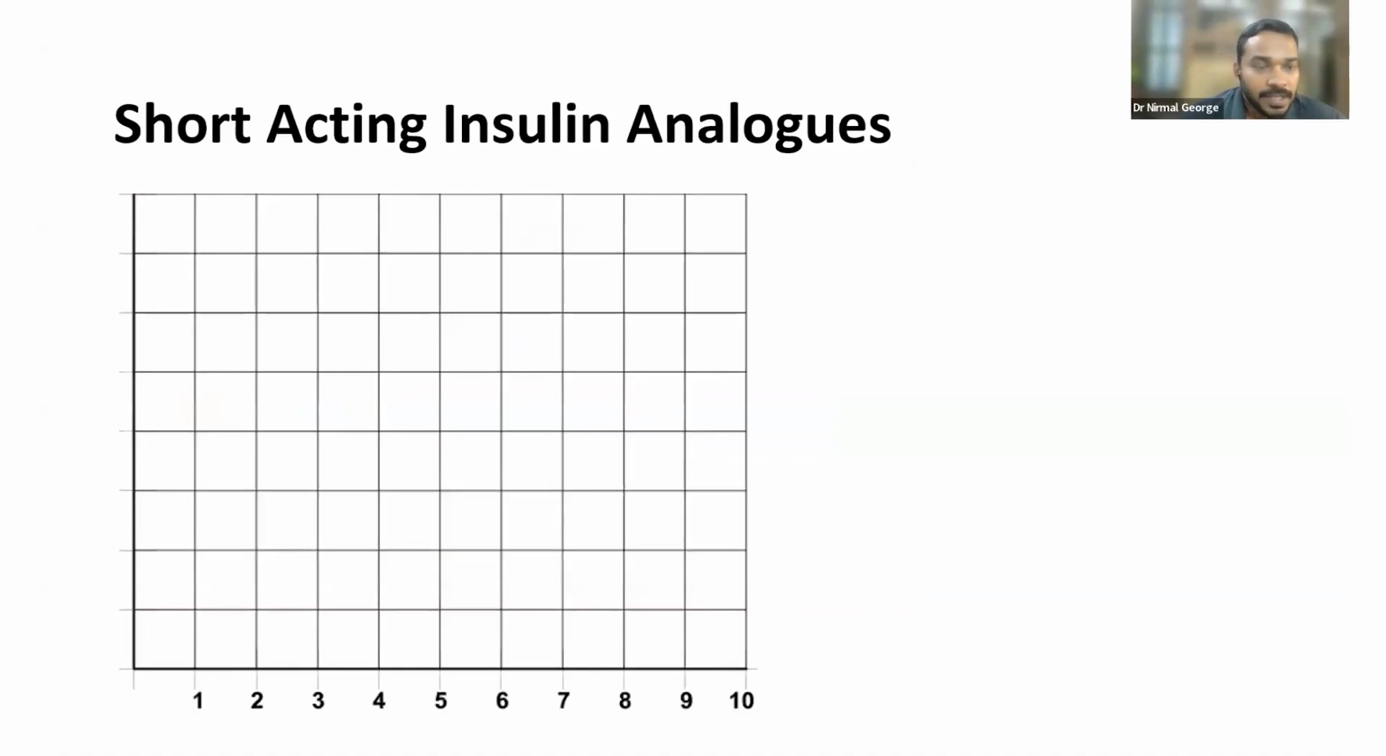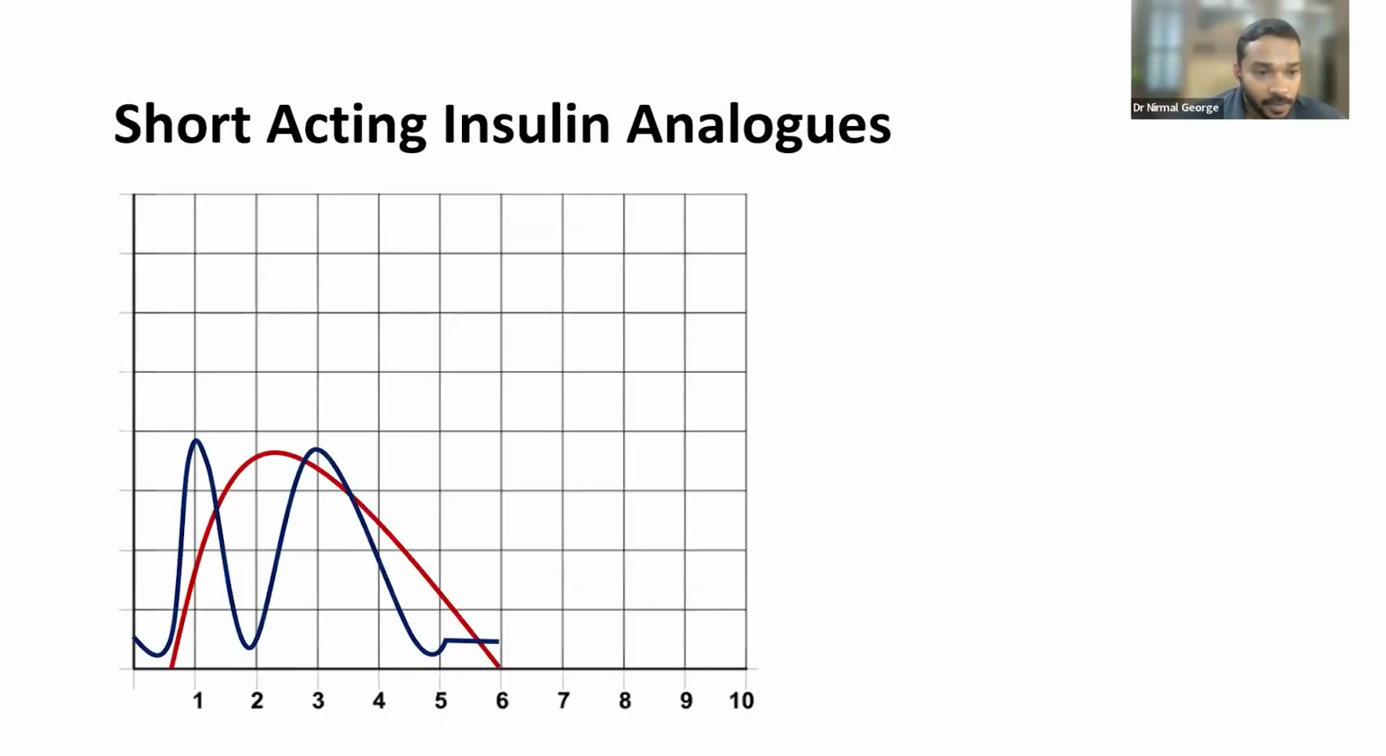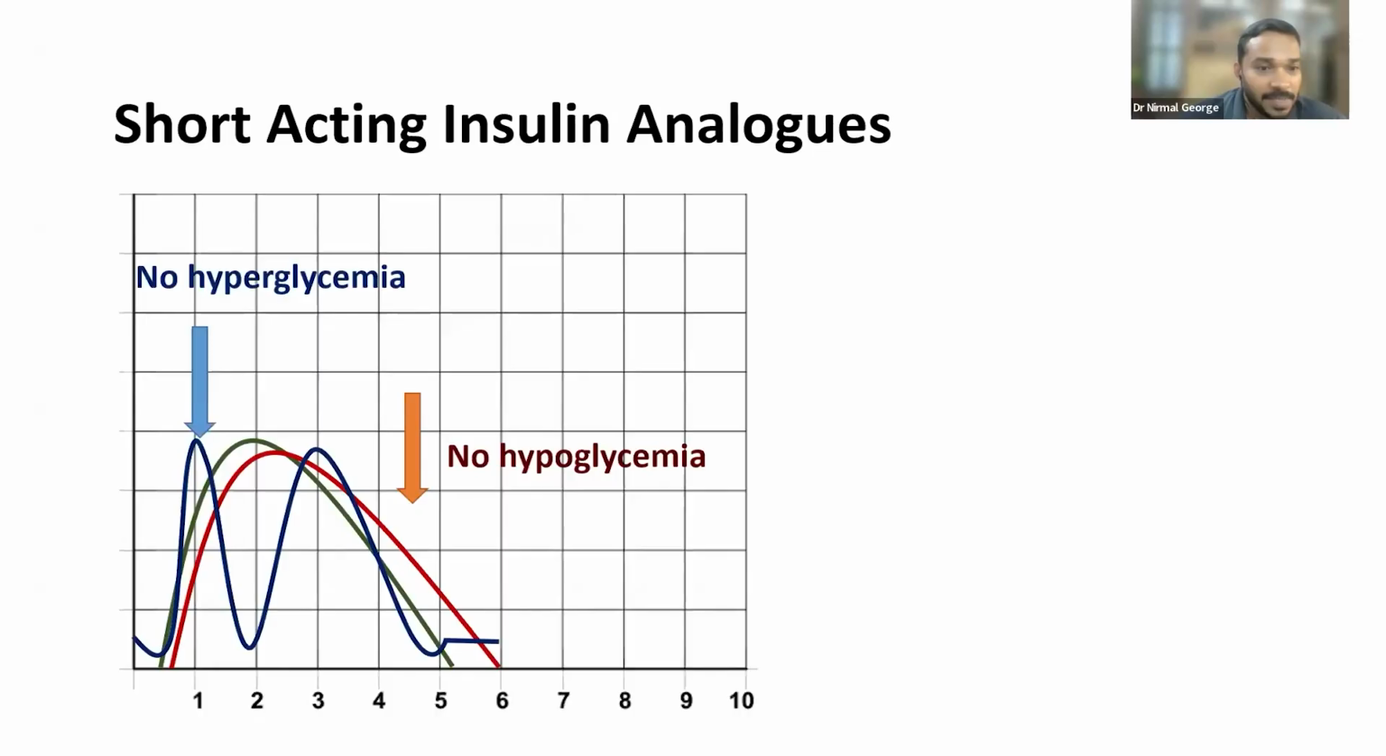So when you look at the plasma concentration after a meal, this would be the physiological insulin secretion. This would be the secretion. This would be the administration of regular insulin, and this would be the administration of a short-acting insulin analog. You can see that this almost resembles the physiological insulin secretion. So there is no early postprandial hyperglycemia and no late postprandial hypoglycemia. These agents are ideally given 15 minutes prior to food.